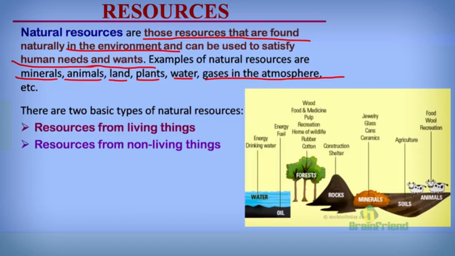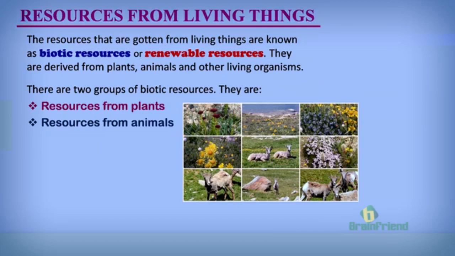Natural resources are generally grouped or placed into two groups. We have those that are gotten or derived from living things and resources derived from non-living things. These two groups of resources occur in our environment by nature. Let's take a look at the first group. Our focus for today's class shall be on the resources that are derived from living things.